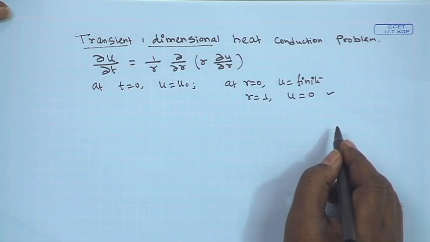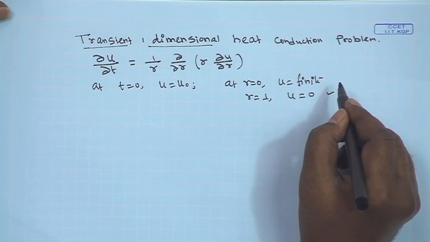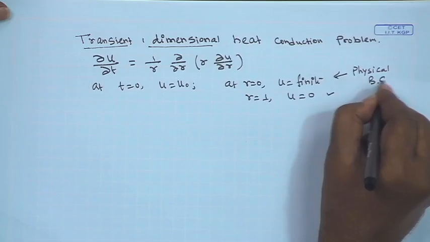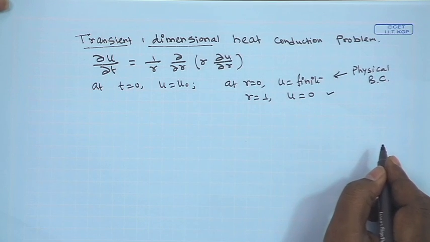So, this means we are maintaining a constant temperature at the wall, and at r is equal to 0, u is finite. It means we cannot measure the experimental value of temperature at the middle point of the tube, but we know that there will be a temperature at the center point. So we put u is equal to finite there. This is an example of a physical boundary condition, dictated by the physics of the problem.